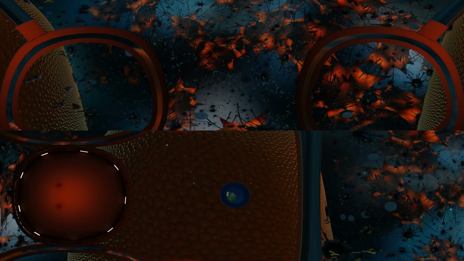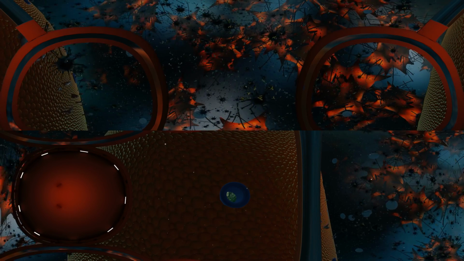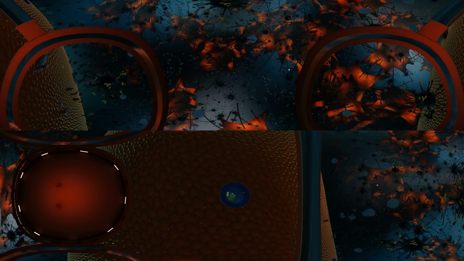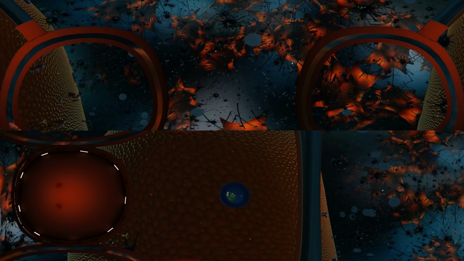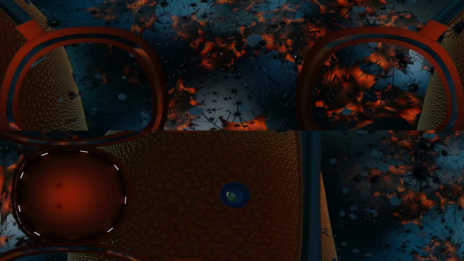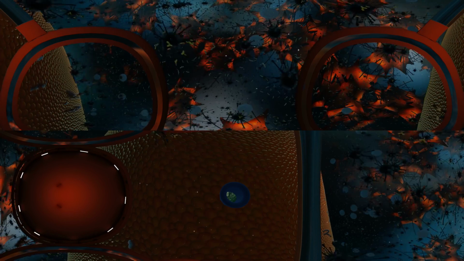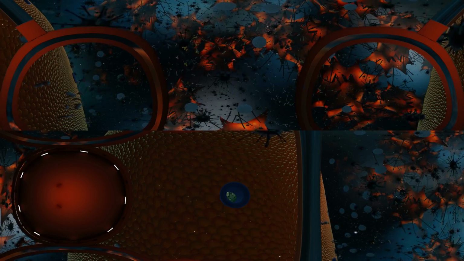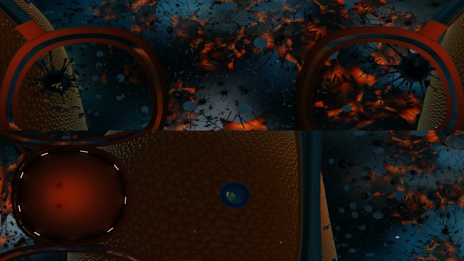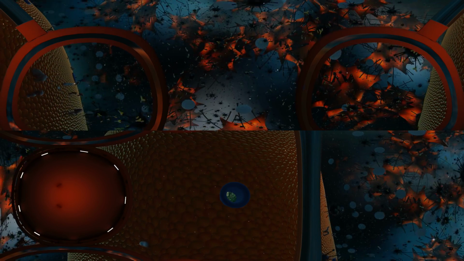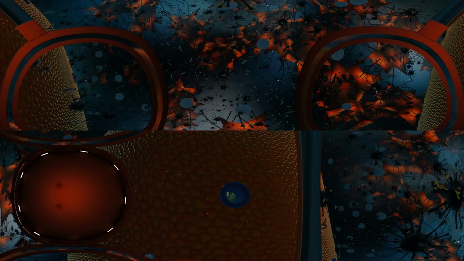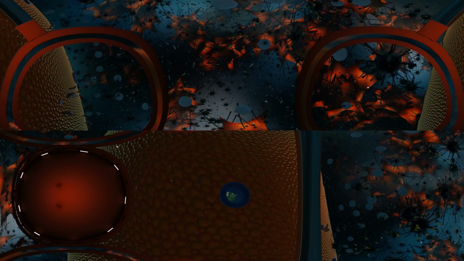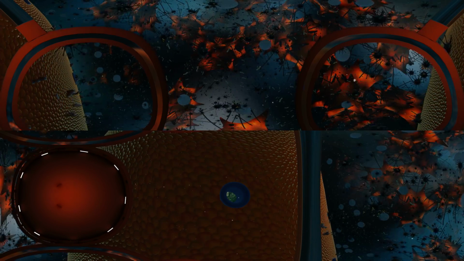Thousands of viruses have made it past the antibodies. The viruses overcome the defenses, and some viruses are able to enter the cell using counterfeit keys. There are too many viruses. It looks like the cell is not going to survive.